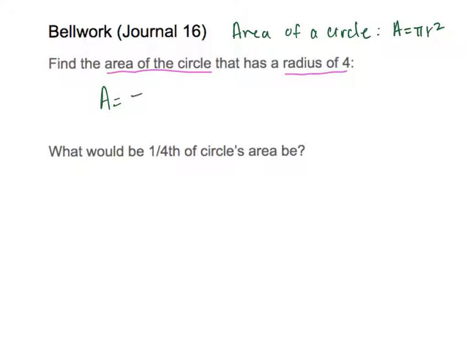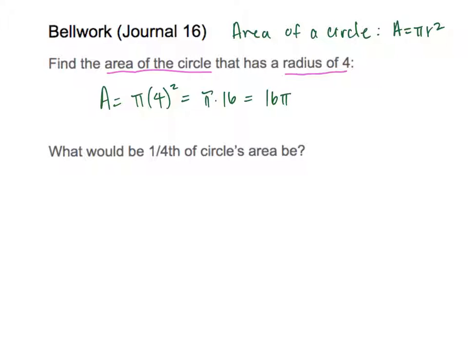So that would be pi times 4 squared. If I do my exponent first, because order of operations, 4 squared is 16. So pi times 16 is 16 pi. You don't need to plug this into the calculator. You can just multiply pi and treat it like a variable. So it's just 16 pi.